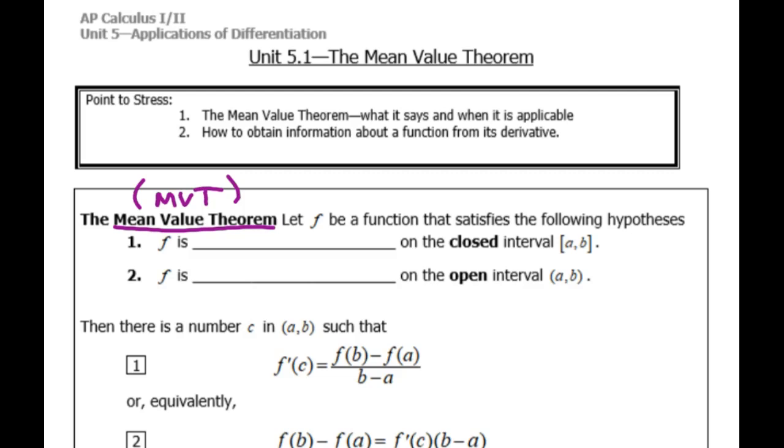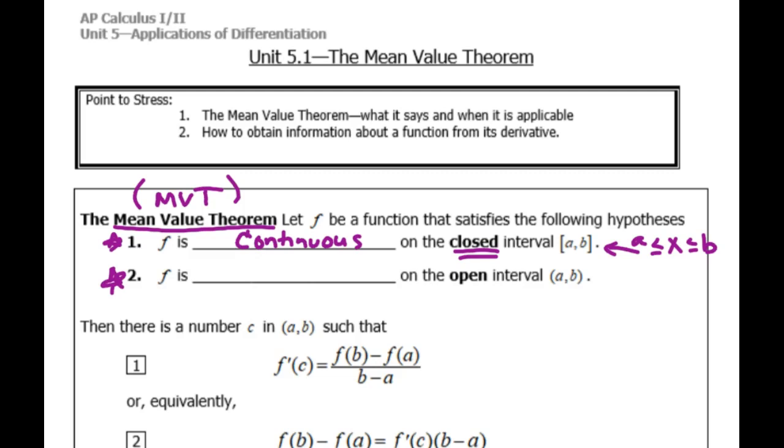It is applied when these two things are true. It is important that you know these two things. First of all, your function must be continuous over a closed interval. Notice that we are equal to a and b, so x falls between a and b.